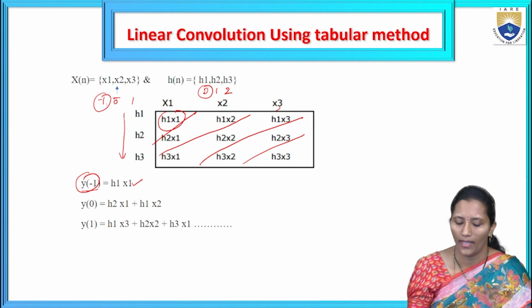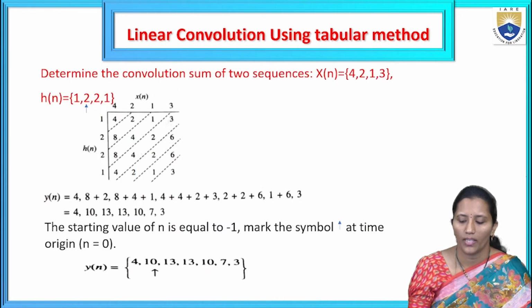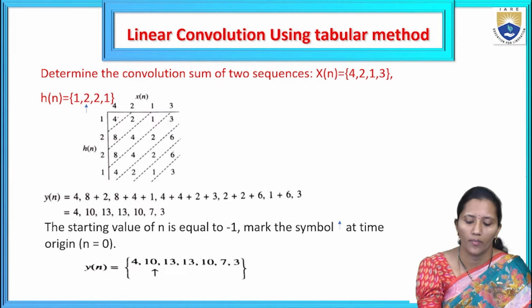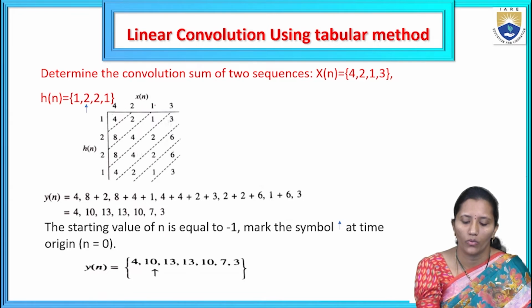For example, I am taking x of n as 4, 2, 1, 3 and h of n as 1, 2, 2, 1, represented row-wise as 4, 2, 1, 3 and 1, 2, 2, 1, and the corresponding values will be multiplied here. 1 into 4 is 4, 1 into 2 is 2, 1, 1 into 3. So each h value will be multiplied by the x values.